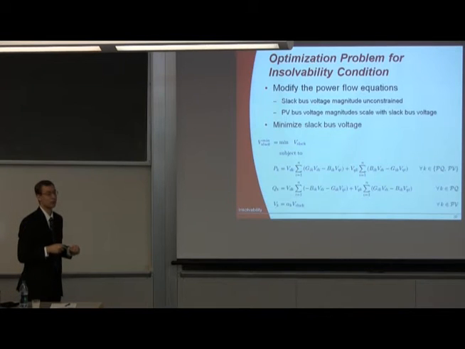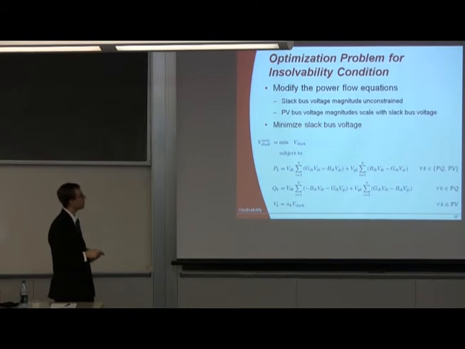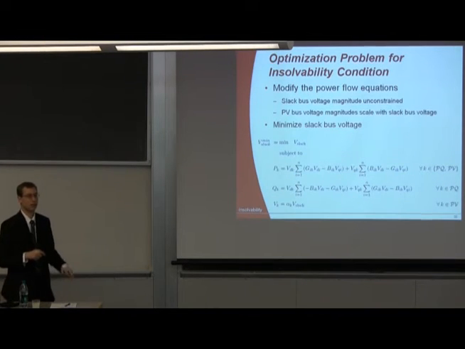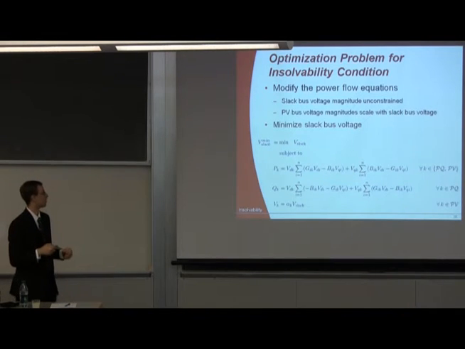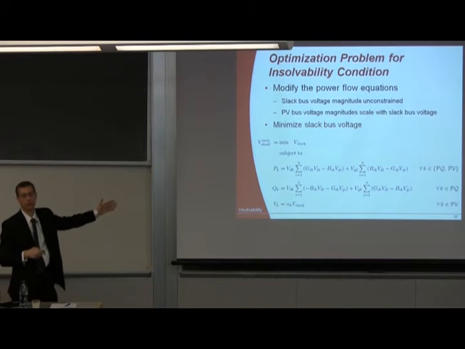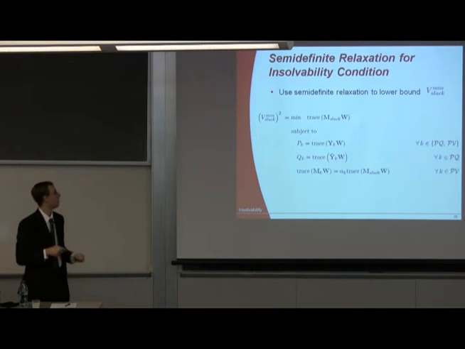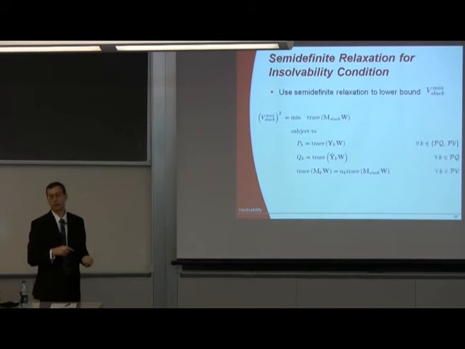So here's the optimization problem we're interested in. Let's try to minimize the slack bus voltage subject to our active and reactive power injection constraints, where we've locked the relationship between the PV and slack bus voltage. So all our generators are operating with their specified ratios in their voltages. But this problem is hard to solve, perhaps as hard as our original problem. So what we do is we convert it to a semi-definite program.